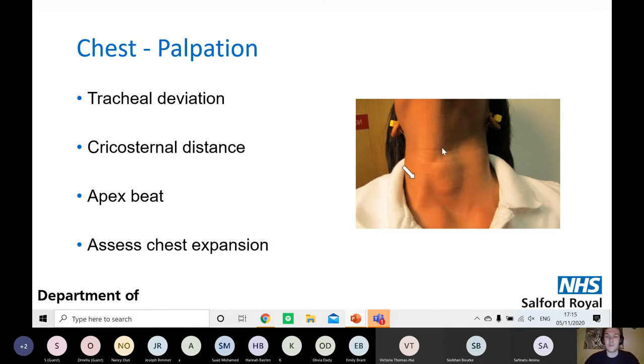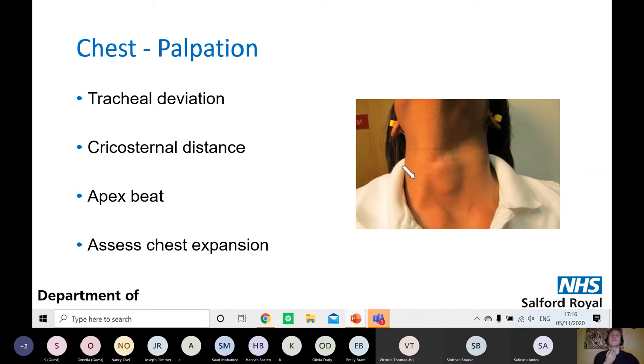Here is a really dramatic case of tracheal deviation. Do not expect to see this in somebody that you're examining, but you should see that your middle finger is equal between the ring finger and the index finger. Warn patients as well, it can be a little bit uncomfortable because you're pressing on their windpipe. Just make sure that you're being considerate whilst you're examining people. Shouldn't be painful, but just let them know beforehand.